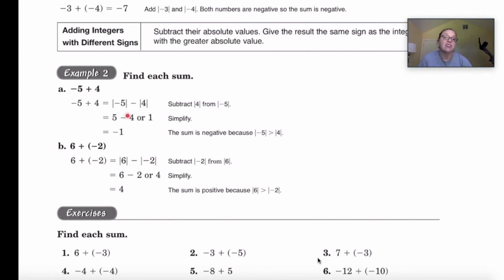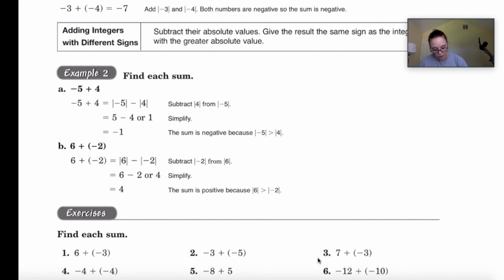Another way that I like to say this is, are there more positives or more negatives? In this case, there are more negatives, so it would be -1. This one, 6 plus -2. First we subtract the 2, so 6 minus 2 is 4. And then are there more positives or more negatives? There are more positives, so the answer is +4.